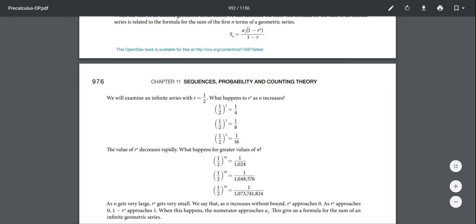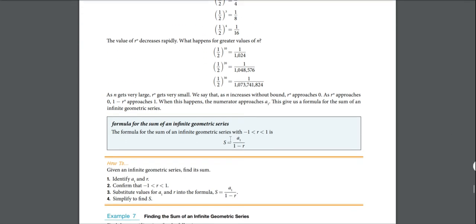So then what is 1 minus r to the n going to? Well, 1 minus 0 is just 1. So this part right here is getting closer and closer to 1, which means the numerator is getting closer and closer to a1, right? a1 times 1 is just a1. So we can simplify the formula down to this. The denominator didn't change. The numerator is now just a1.